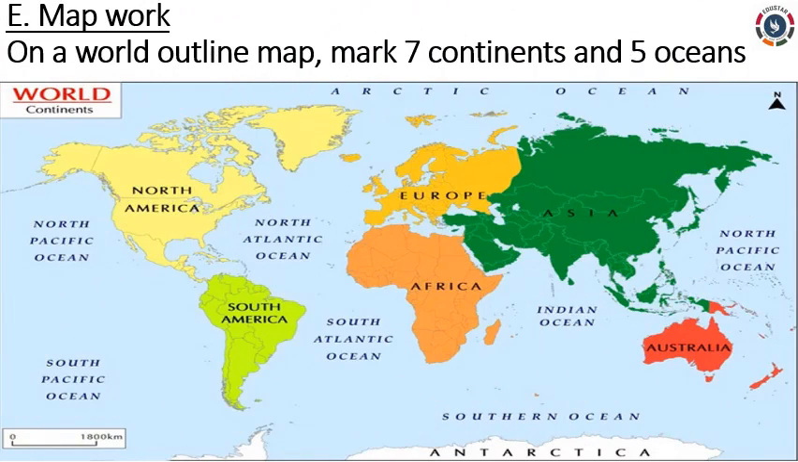Next, part E. Map work. Buy a world outline map and mark 7 continents and 5 oceans in the map. Use pencil to mark the continents and oceans. Is it clear, students? No need to color, just mark it. Okay.